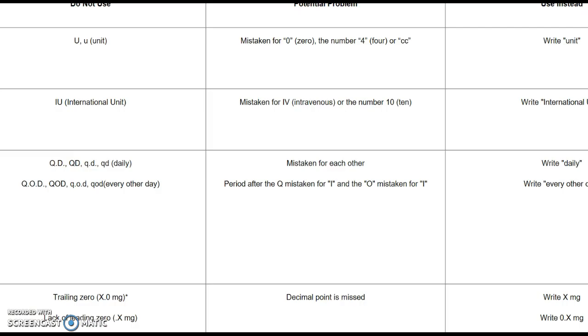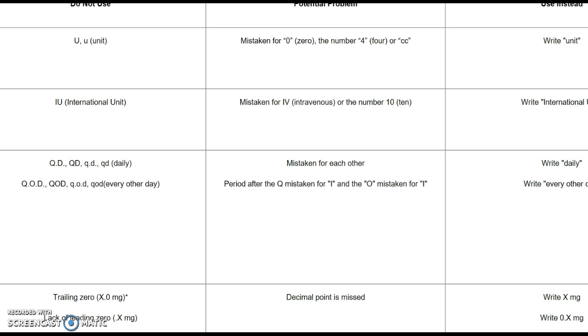And here's a list of the do not use. This is from Joint Commission, so you don't want to use, we have what we refer to as unit or units, and we used to use U. And it's hard to tell on the typewritten, but it can be mistaken for 0 or the number 4 or CC. You want to write the word unit. IU is international units. That can be mistaken for IV, intravenous, or the number 10.